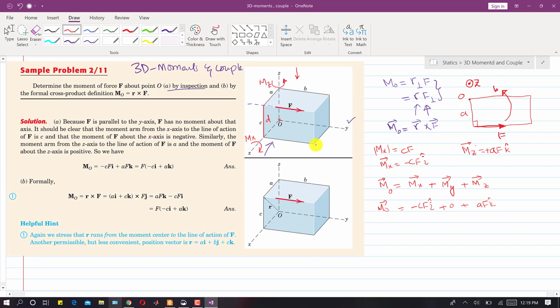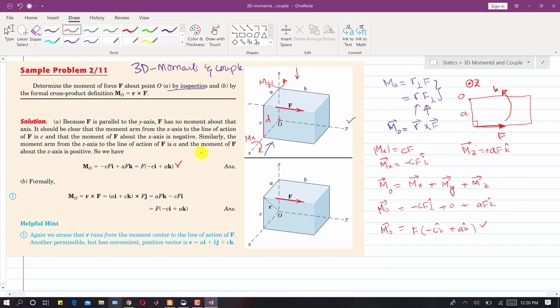Since it is the simpler case, it was easy for us to find the moment by inspection, but in real life, in 3D problems, it's not very simple to find the moment of a given force by inspection. So the inspection method is not very easy in the case of 3D, right? So now the moment about O, if I take F common, will be F times minus C i plus A k, right? So this is the total moment about O. By inspection we got this moment, right?